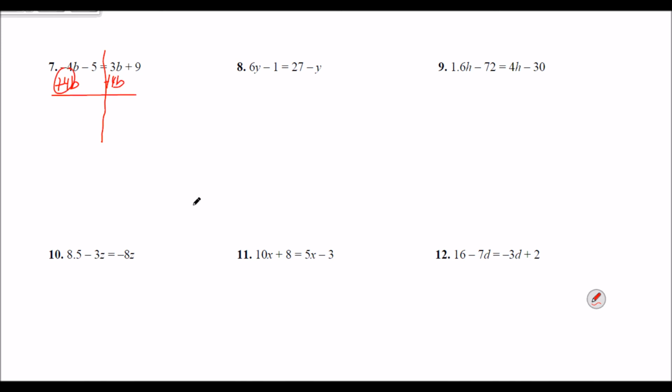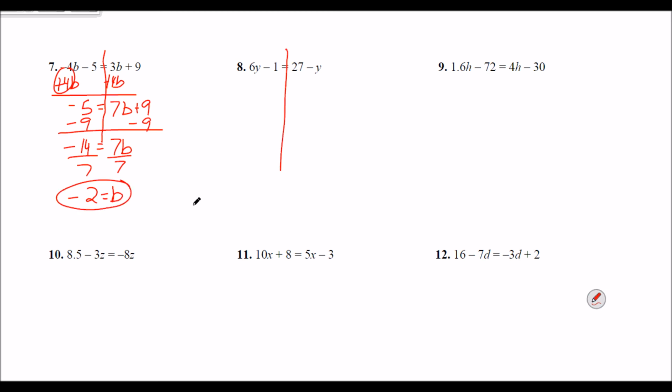Again, that is your choice. If you choose to move the other one, that would be okay. You will just end up with some more negative numbers, but in the end, you will end up with the exact same thing. So you subtract 9 on each side, get negative 14 equals 7b, divide by 7, and you end up with negative 2 for your final answer.